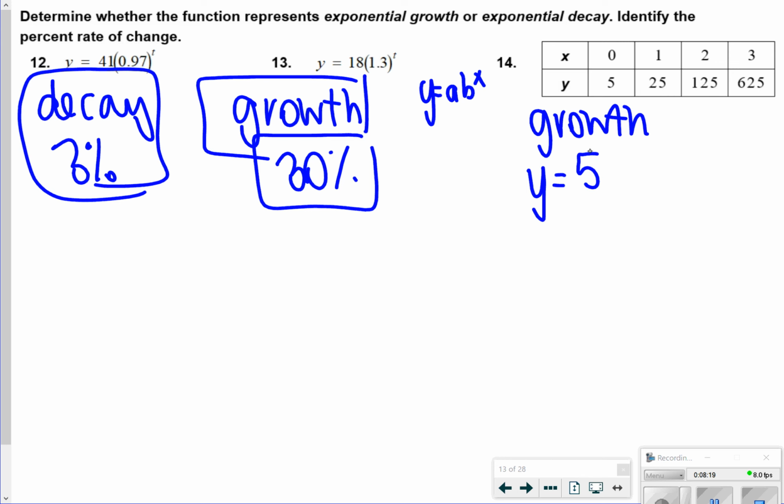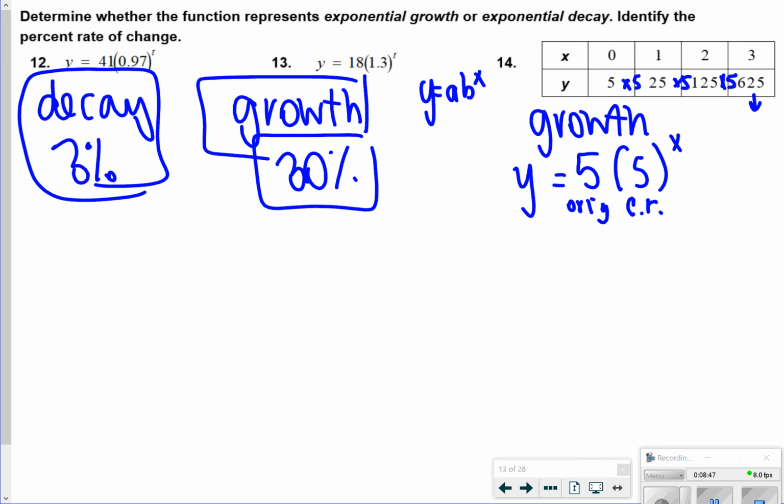So then I just took the last number, 625, and looked to see how it was growing. It was growing by multiplying by 5 every single time. So that's my common ratio. So I can still say y is equal to 5 times 5 to the x power. So 5 is my original number, and then 5 would be my common ratio. I'm going to write CR.